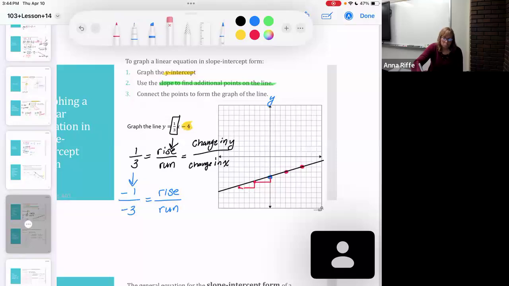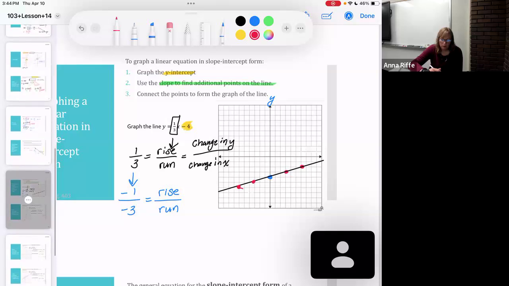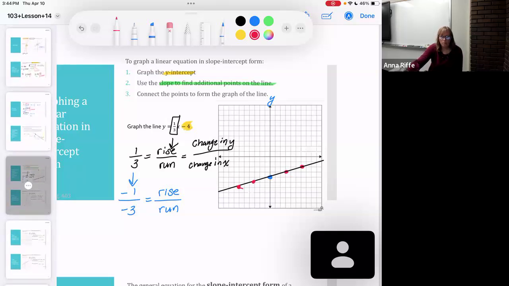Sometimes, or often, we can use the positive form of that, but sometimes it's convenient to have another way to write it. And we might see that in the future, especially when we're dealing with negative slopes. Questions on that? Okay, let's do one more.